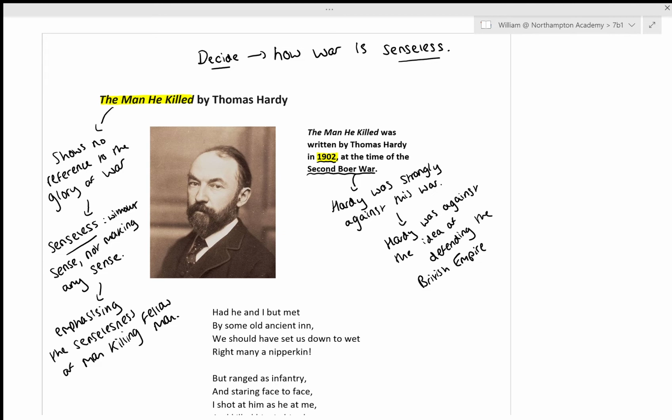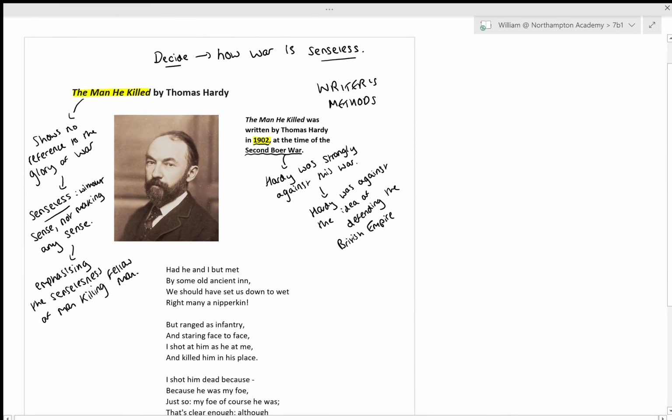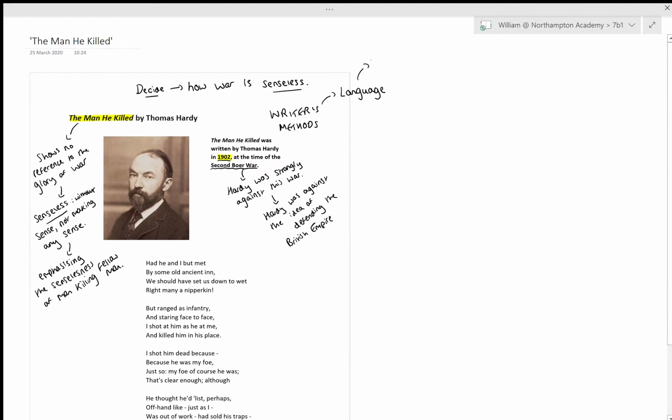Let's get into the language, form and structure used by Thomas Hardy. Now you remember that when you are writing about poetry, you need to write about writers' methods. And writers' methods, what you pick out when you're analysing your quotes, fall into 3 categories. They are language, for example similes, metaphors, imagery, personification, anything like that. So language is the first category.